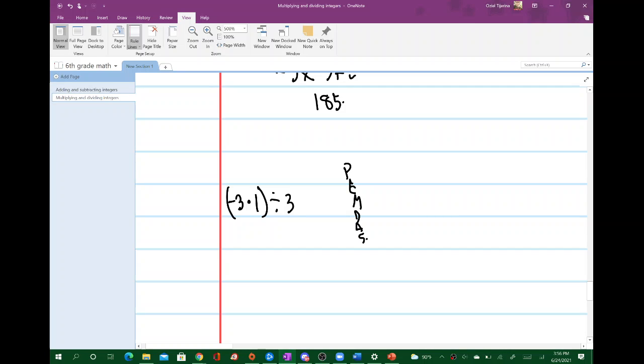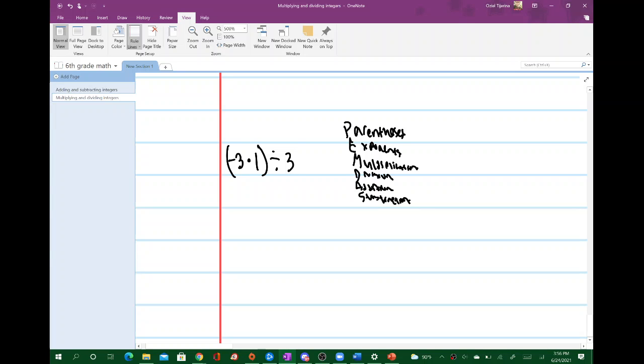I don't know if you've learned about PEMDAS, but PEMDAS is parentheses, exponents, multiplication, division, addition, subtraction. Right. I've also heard of please excuse my dear Aunt Sally. But we don't have to worry about that. So we have -3 times 1, that's -3, and then divided by 3, that's -1.